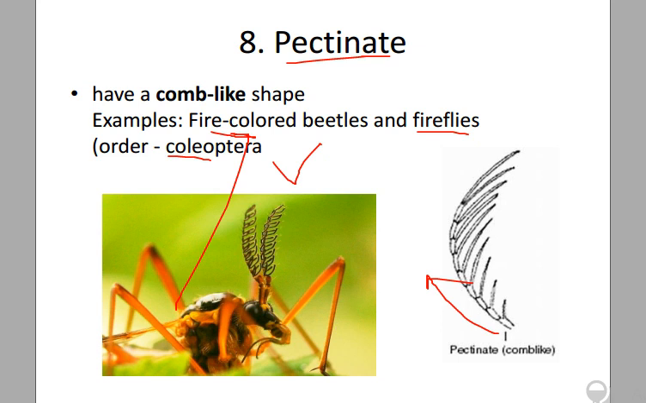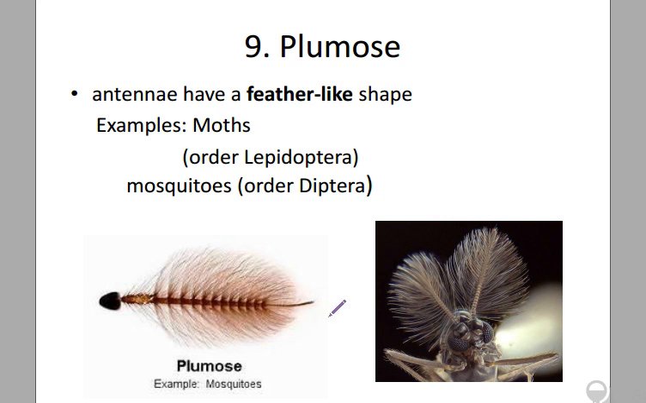The next type of modification is the plumose type. Plumose modification is present in moths, and in this type the antennae have a feather-like shape. They are present in moths belonging to order Lepidoptera, and also in mosquitoes. This is the antenna of a mosquito, similar to a feather-like structure, as we can see from this figure, and from this image also the feather-like structure is present in plumose modification.